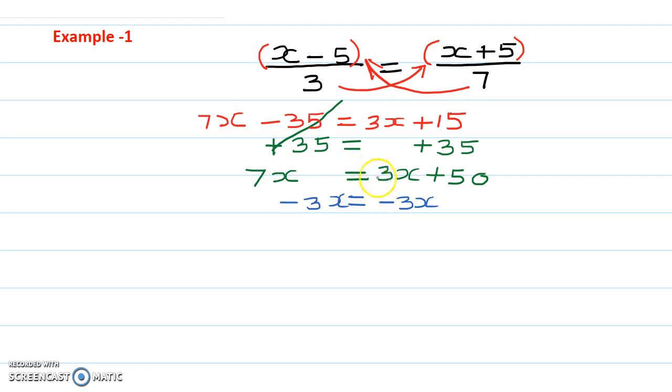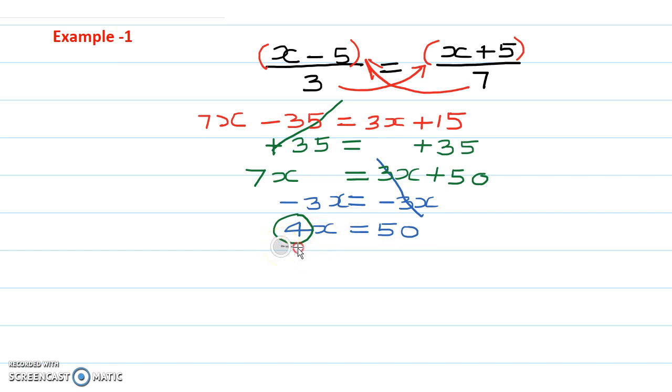Why are we doing so? We are putting opposite signs so that plus 3x and minus 3x will cancel out on this side. And 7x minus 3x is 4x, and on the other side we are left with 50. Right, so we are nearly there. In my previous video I told you how to calculate x, but with the 4 here, this 4 is creating trouble. So how can we get rid of this 4?